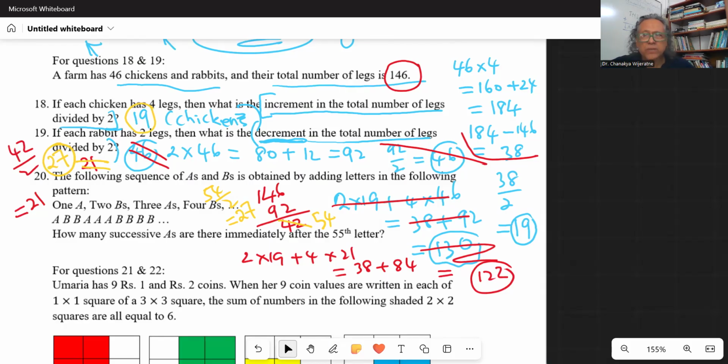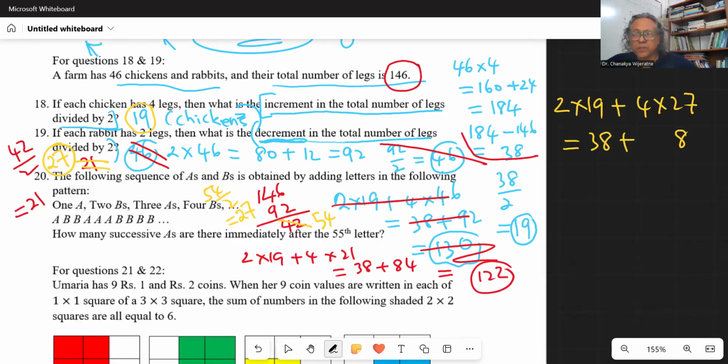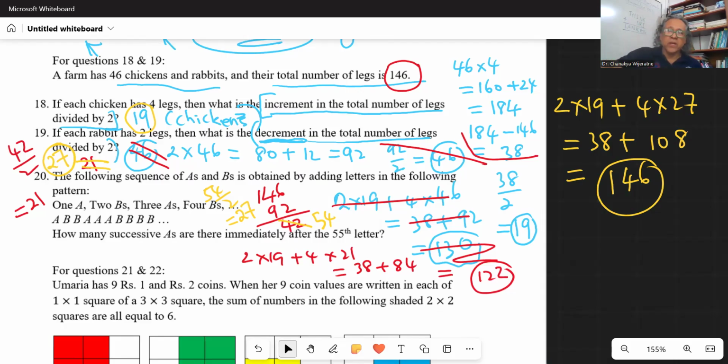2 times 19, the actual number of legs, plus 4 times 27 should be 146. Let's check. So this is 38 plus 108. 8 plus 8 is 16, and then it is 146. Now I got my numbers correct.